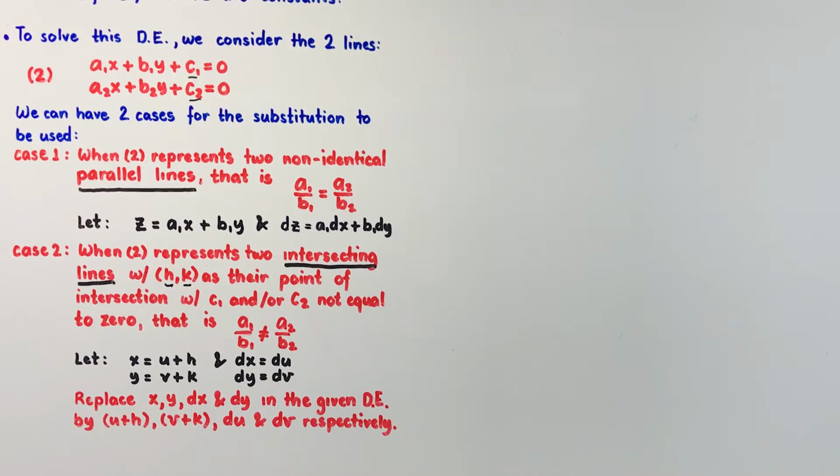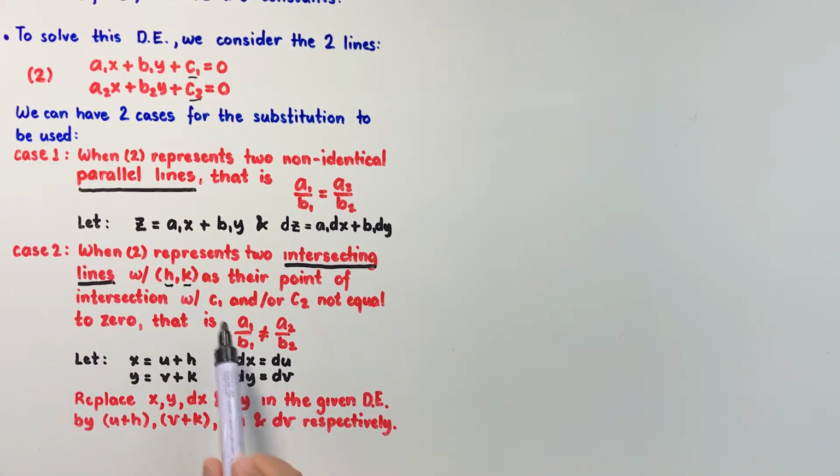And then to solve, we need to replace our variables x, y, dx, and dy in the given differential equation by this substitution: u plus h in lieu of x, v plus k in lieu of y, du in lieu of dx, and dv in lieu of dy, respectively. And usually the resulting equation after this substitution is a homogeneous differential equation. So we then proceed to the steps of solving a homogeneous differential equation.